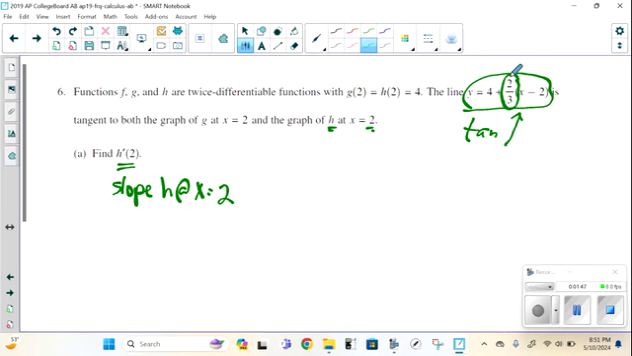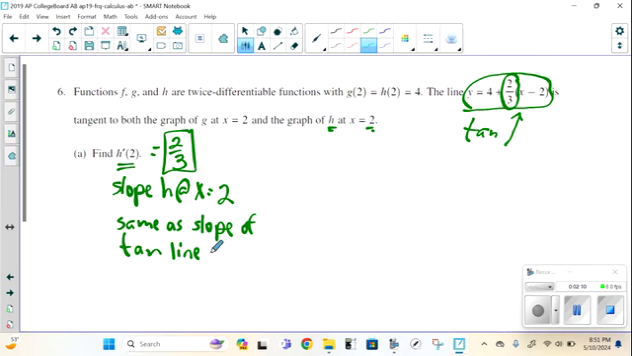So I guess I'm just going to say it's 2/3. Okay, and it's the same as the slope of the tangent line at x equals 2. I mean, it's just that simple. Don't overcomplicate it.